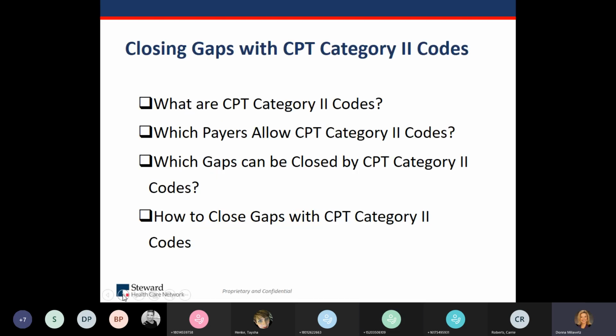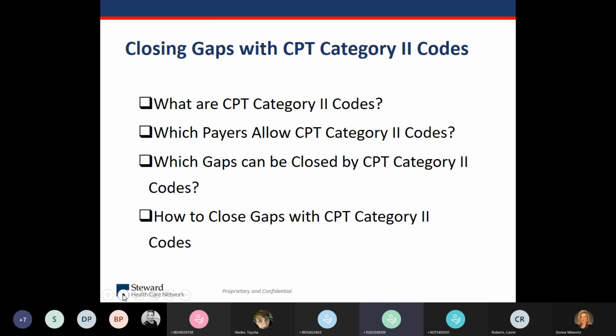Good morning, all. Thank you for joining us today. It's my pleasure to visit with you this morning on CPT II category coding. Some of the things I'll be covering during my conversation with you this morning include what are CPT II codes, which payers allow them, which gaps can be closed by using them, and getting kind of measure specific, what documentation and code to close the gap.